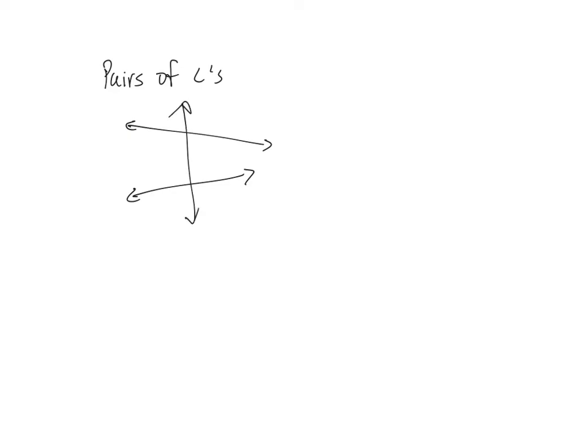Pairs of angles. This is hugely important. If you can't do this part, you're going to struggle with the second and the third section. Okay, so if I've got these two lines, and then I have a third line. Okay, so first thing, this line that goes across the other two is called a transversal.